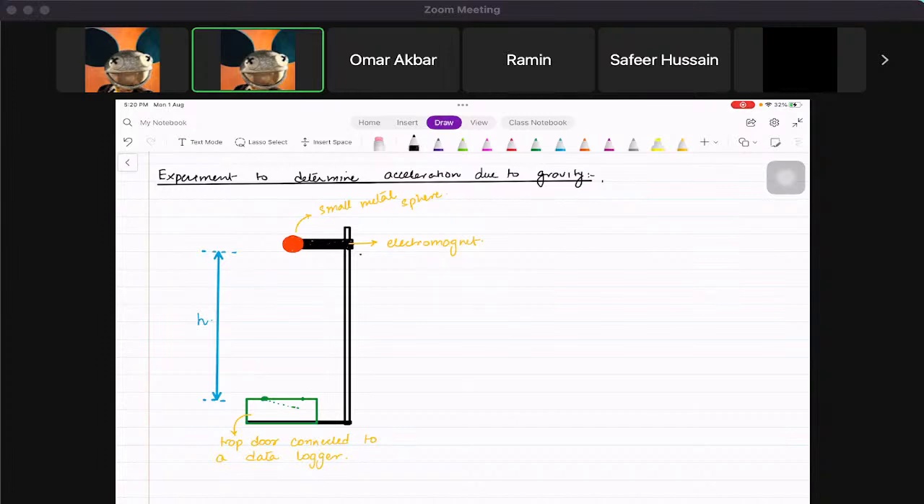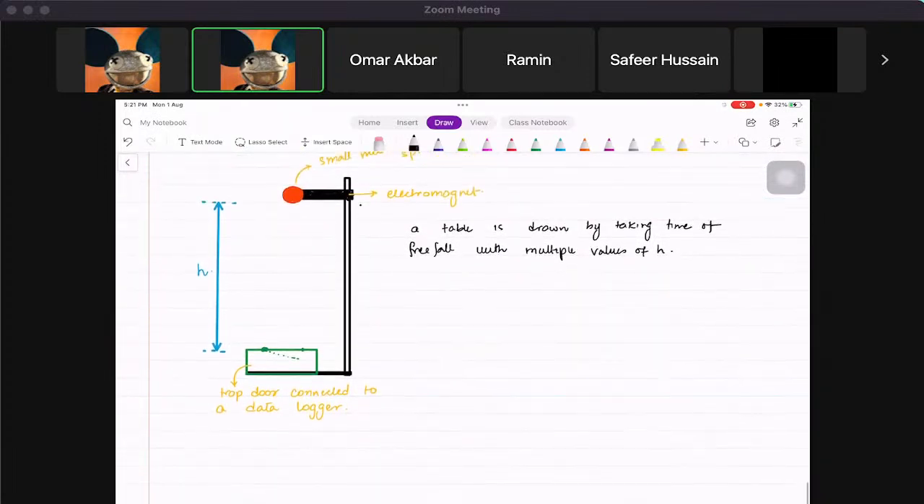So what you're going to do is you're going to make a table. So a table is drawn by taking time of free fall with multiple values of h. So we keep on changing the height, and then we take about 6 readings. Okay, so the table looks like this.